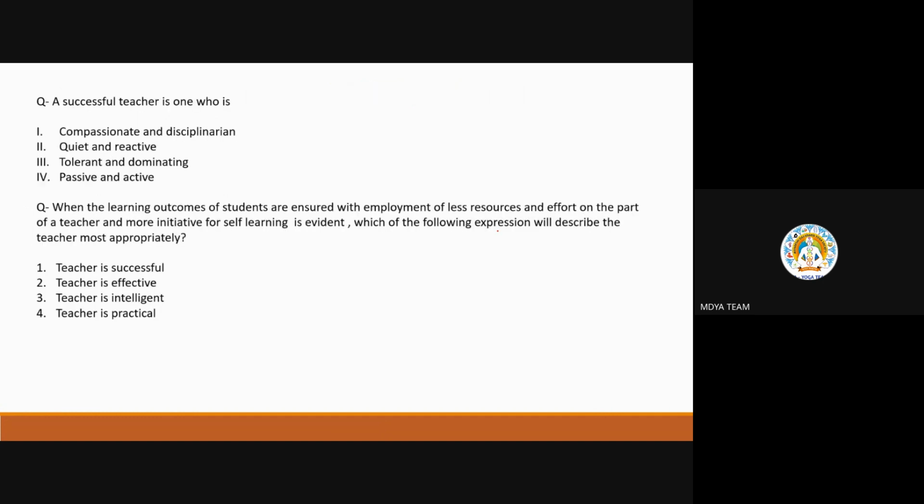Let's move on. A successful teacher is one who is... Which option? Option one. Okay. Correct. The option one is the right answer. Quiet and reactive: a teacher is not supposed to be quiet. And passive: a teacher is not supposed to be passive, nor dominating. So these are the wrong answers. The correct answer is first, compassionate and disciplinary. Okay. Now the next question.